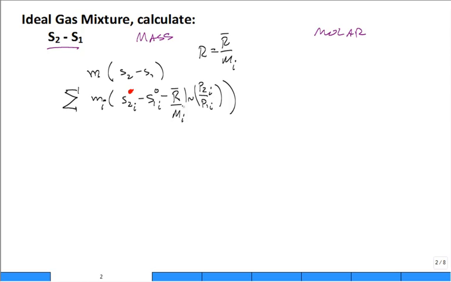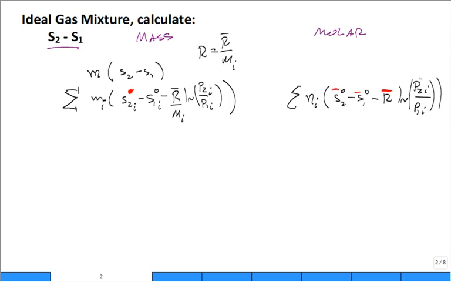Okay. All right. Let's go over here to molar basis. It would be the sum of the amount of I, and then we have the S2 minus S1 minus R bar natural log of P2I divided by P1I, close paren. Now, just like we had a bar on top of the R, we'll need a bar on top of these S's because it's on a kilomole basis, right?